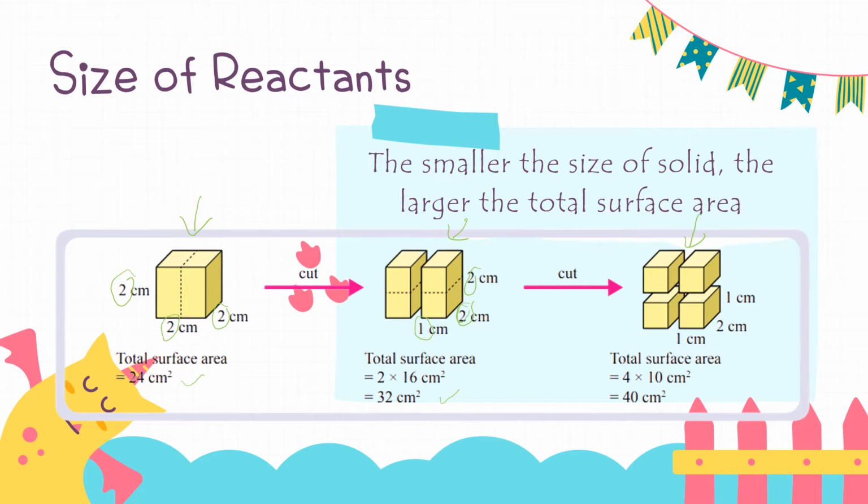Okay, see the difference of total surface area. And this one we divide into smaller size, and the total surface area is 40 centimeter squared. So from here we know that the smaller the size of solid, the larger the total surface area.